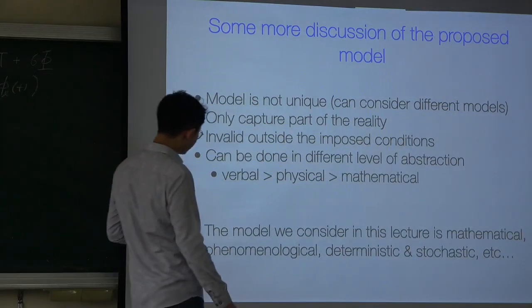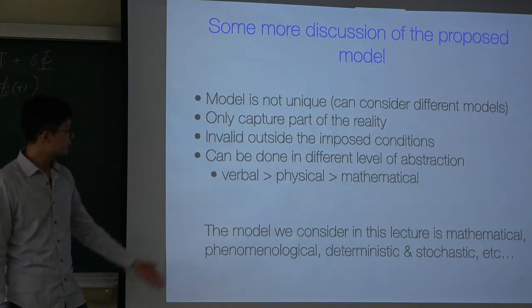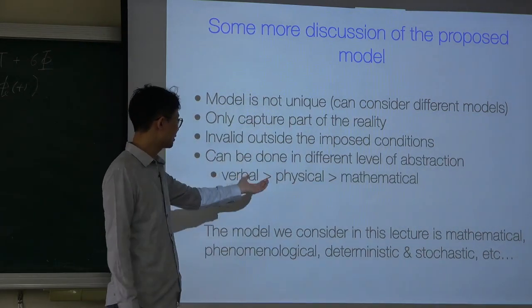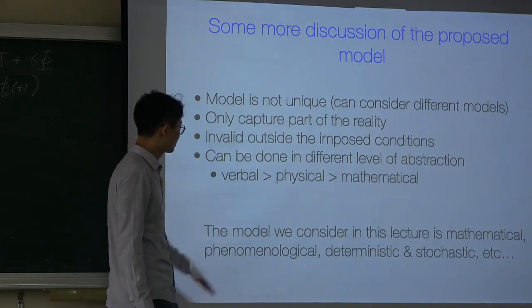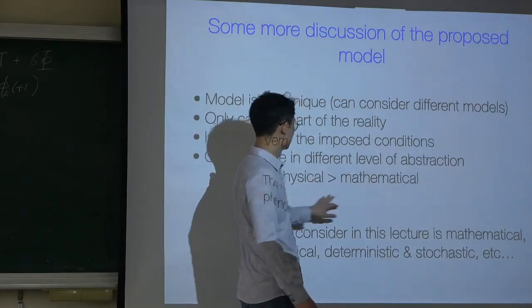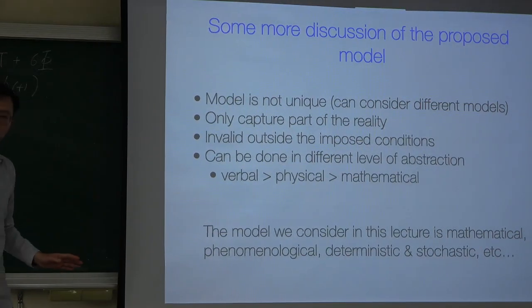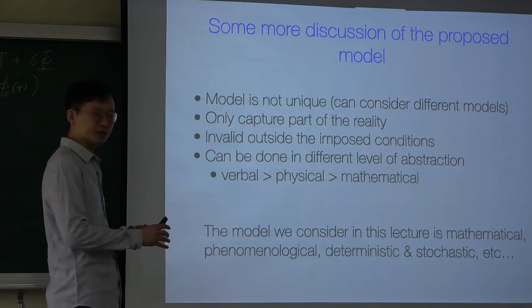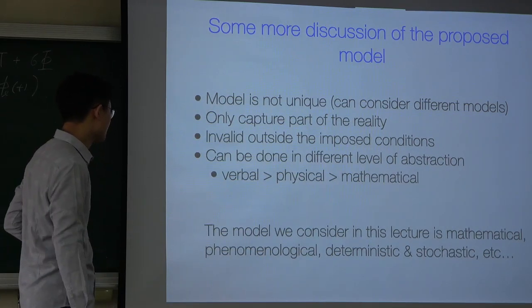And overall, modeling can be done at different levels of abstraction. The verbal one is very general, then the physical one, the mathematical one. Somehow we are here. So it's not super precise, and it's limited, but it's general enough for us to capture sufficient information.